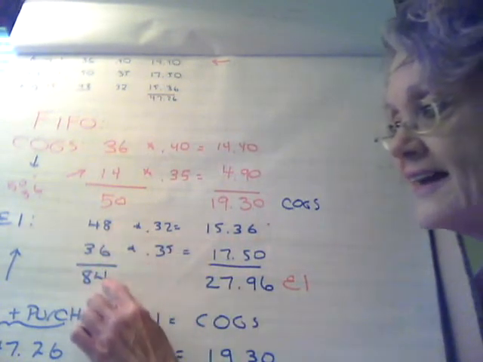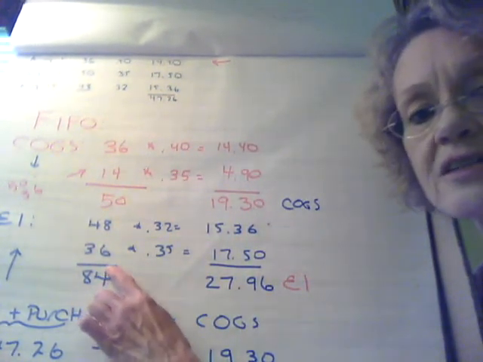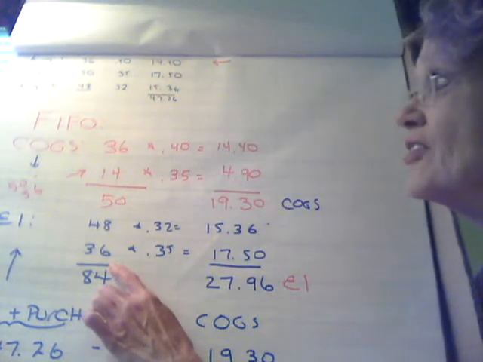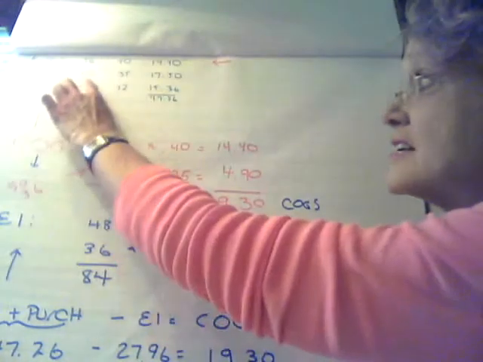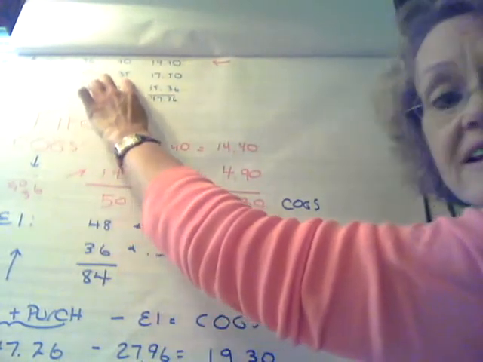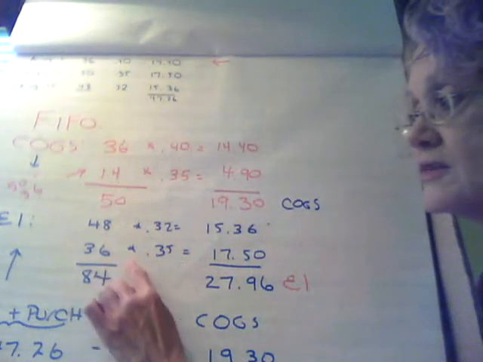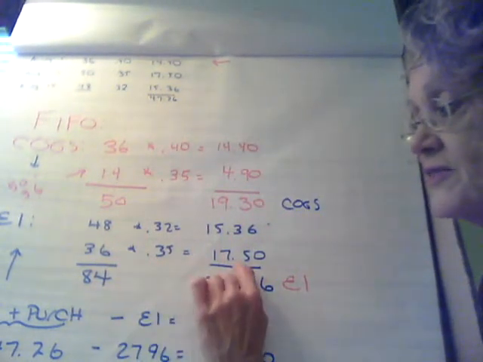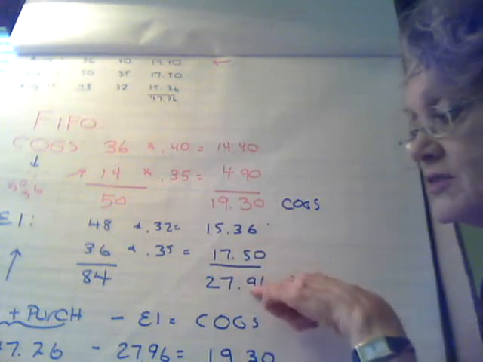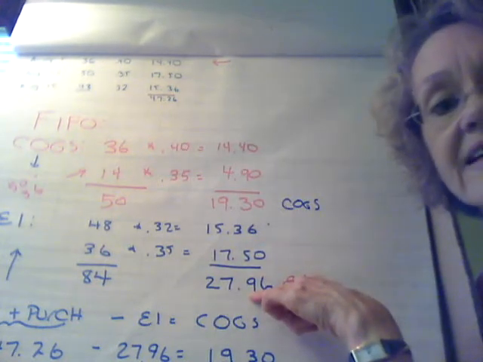And what does it take to get to 84? Well, it takes 36 more. Can we get them in the August 10th layer, the 35-cent layer? Yes. So 36 at 35 cents is $12.60. So if I add the two of those together, I get $27.96.